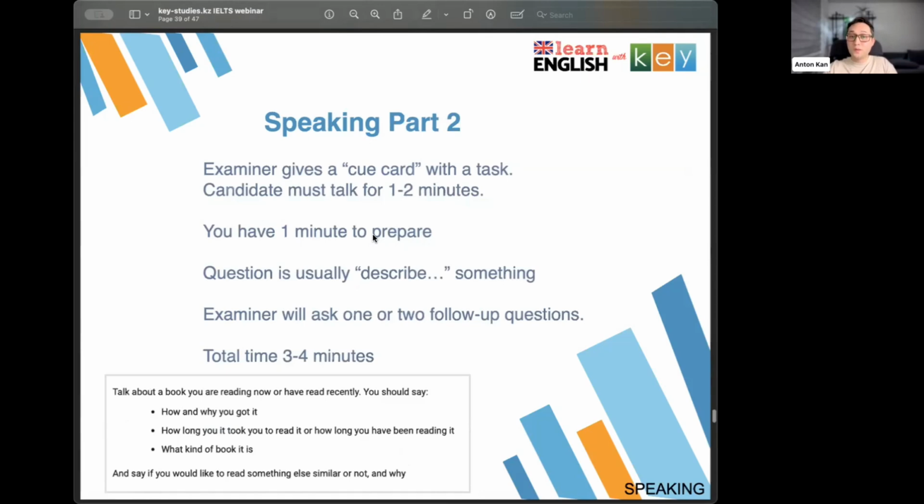In part 2, actually part 2 is a long turn where you are given a card with a task and you have 1 minute for preparation and up to 2 minutes for non-stop speaking. Examiners may also ask you some follow-up questions here. And here you can see an example card about books and reading.